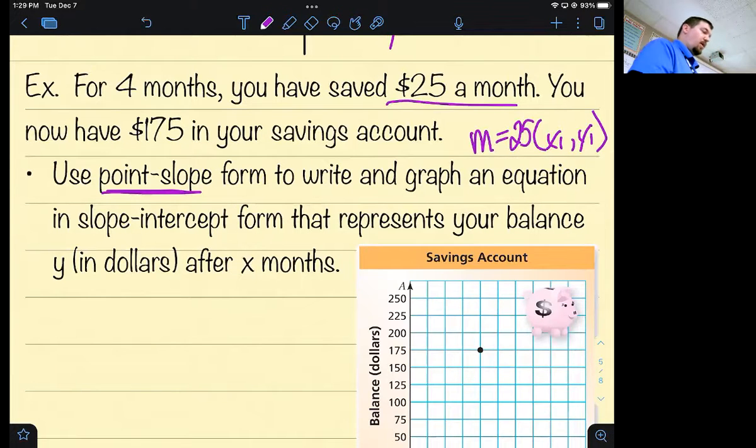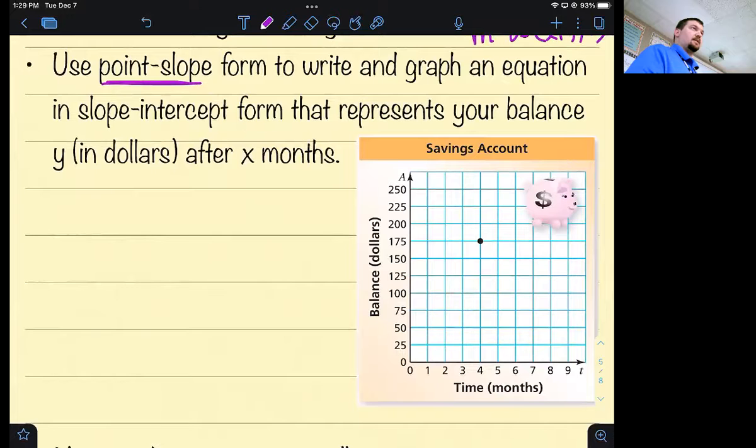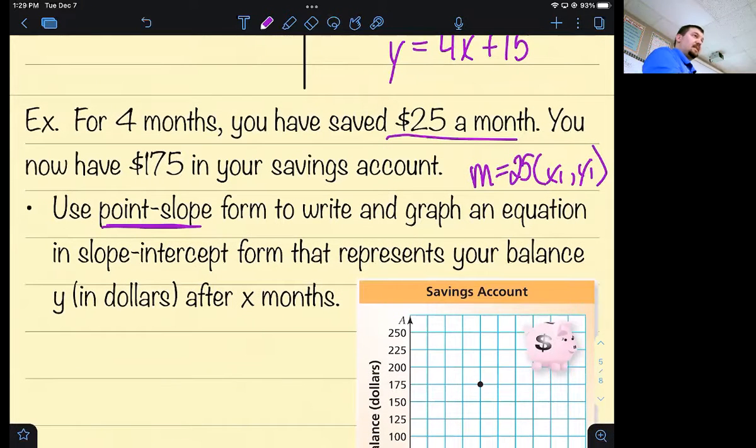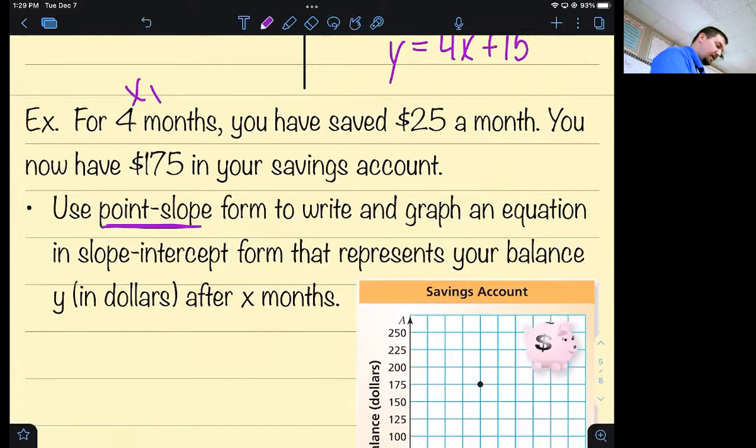Our x1 and our y1, they only gave us 1 point. They said in 4 months, you have $175. Which of those is the x1 and which of those is the y1? Well, look at your axis. What's the months axis? Is that the x or y? The x. So the months is the x. So this is our x1. Let's just scratch everything out. Okay, that's our x1, that's our m, and that makes this our y1. The dollars axis is the y axis. So I have to make sure I'm plugging the numbers in the right spots.